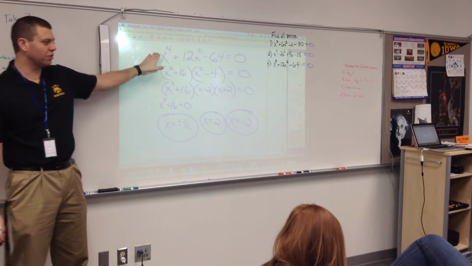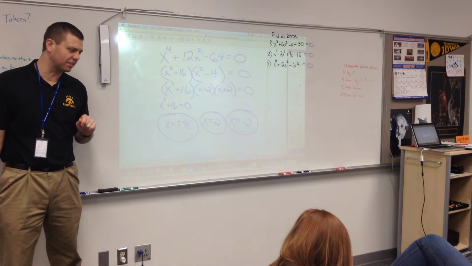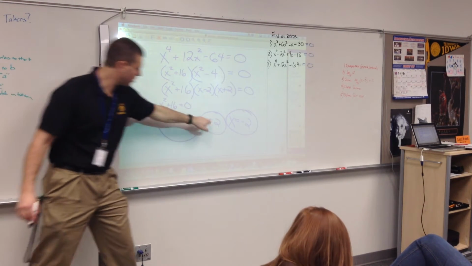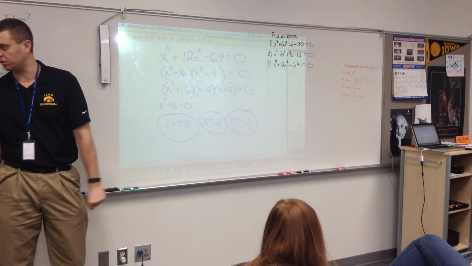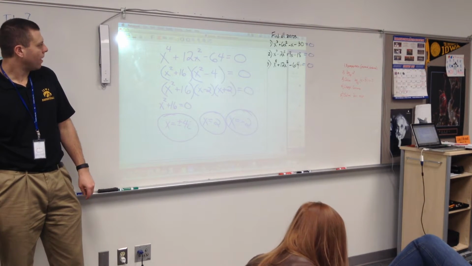If you were to graph this function, how many times would you see it cross the x-axis? Twice, here and here, because it only has 2 real solutions and it has 2 imaginary solutions.